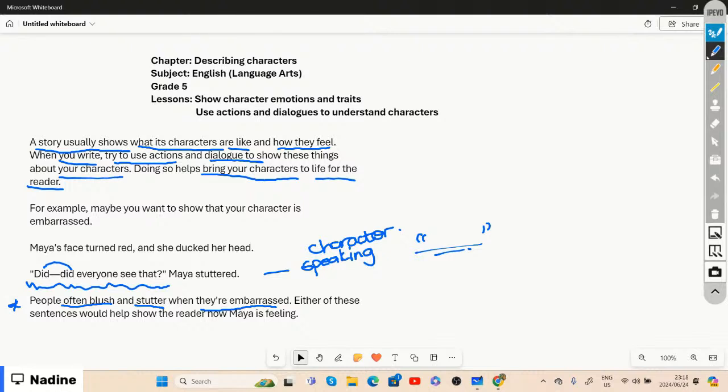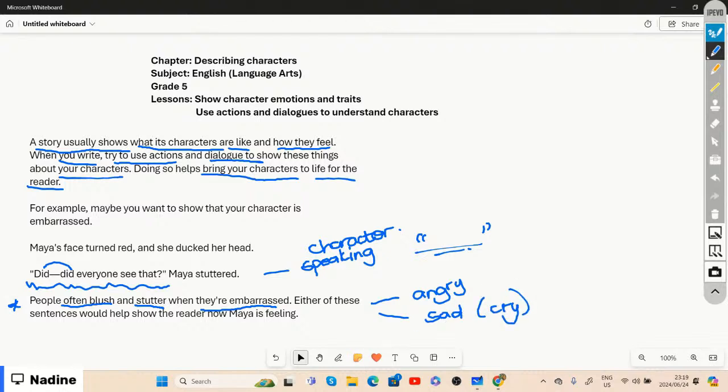Sometimes when people are embarrassed, then they get angry, right? They don't turn red, nothing, they turn red with anger, right? So people often blush and they stutter when they're embarrassed. They can even get angry when they're embarrassed, right? Some people become sad when they're embarrassed, then they start to cry, right?